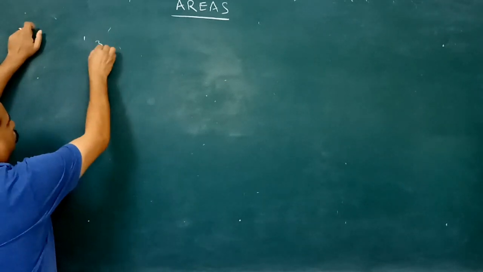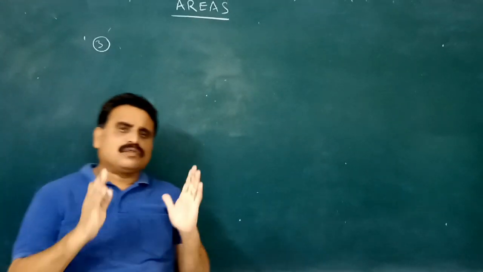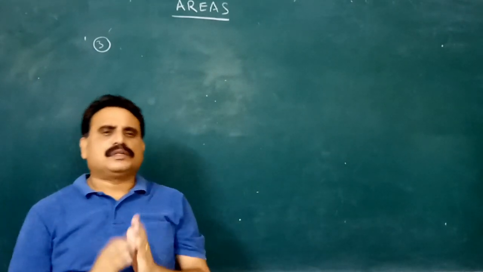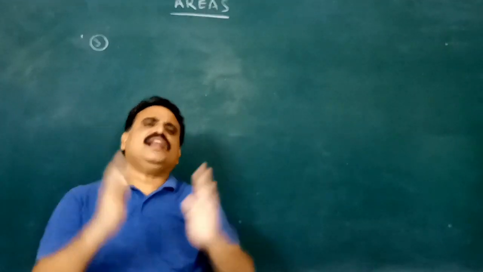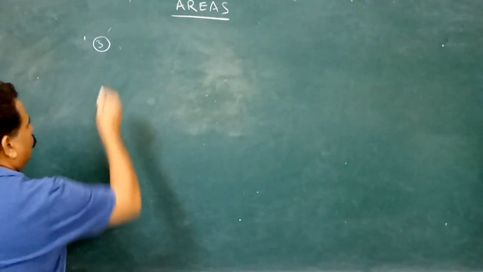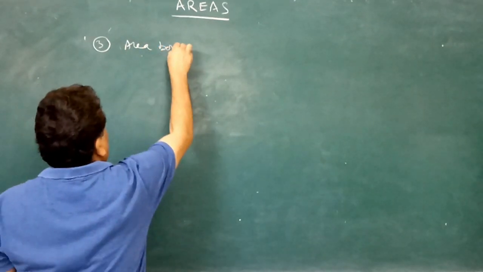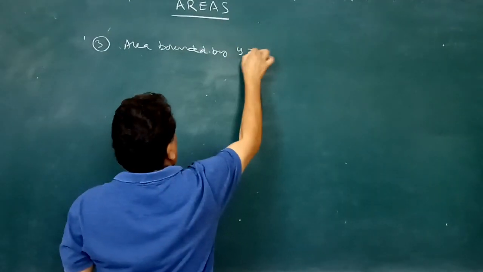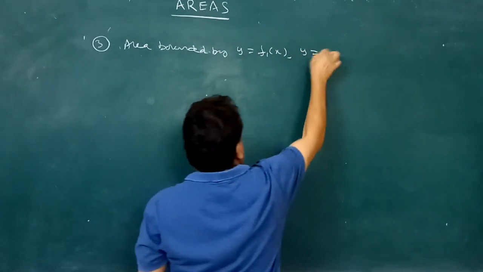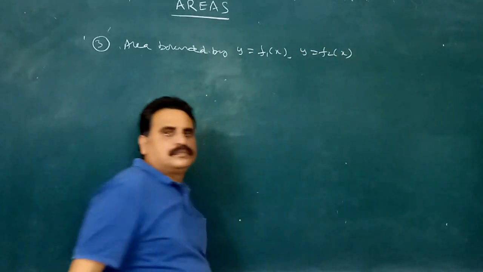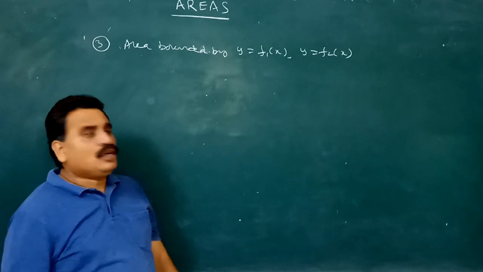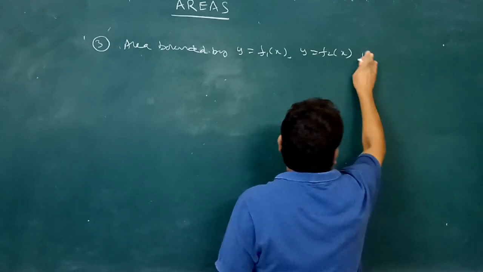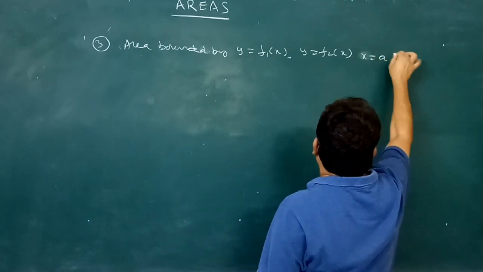Point number 3. Here, if two curves are given, how do we find the area bounded by the two curves between two vertical lines? The area bounded by y equal to f1(x), y equal to f2(x). These are two continuous curves in the closed interval [a, b], that means with the lines x equal to a and x equal to b.